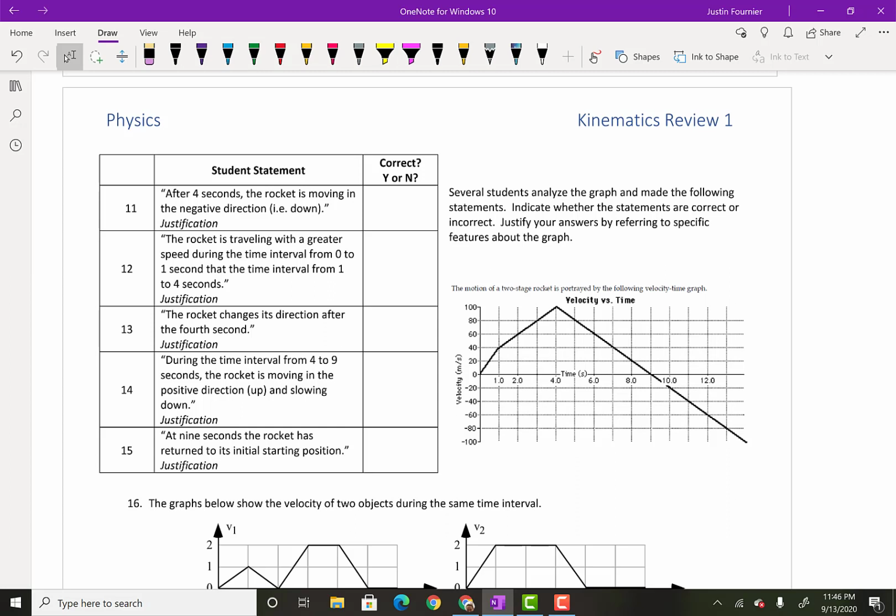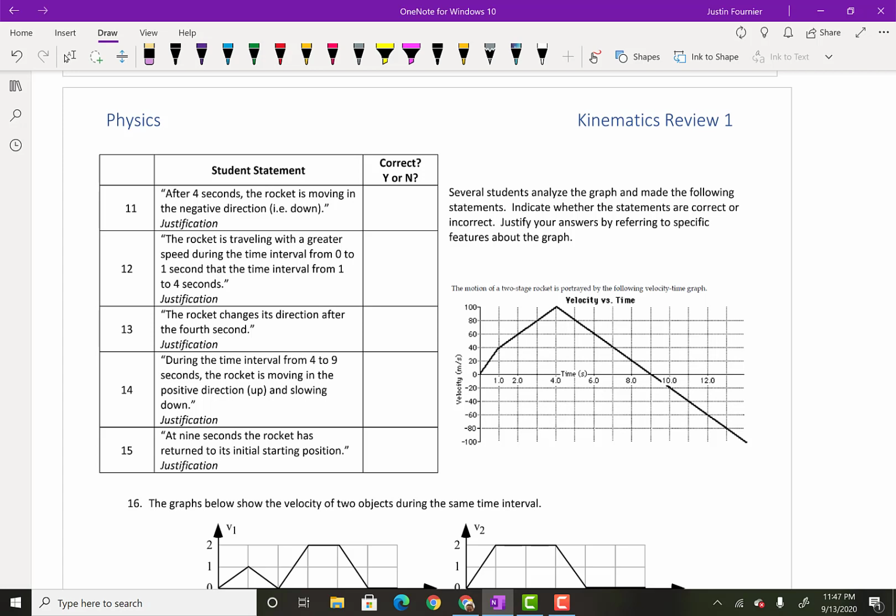Almost done. Okay, so here we got several students analyze a graph made from the following statements. Indicate whether the statements are correct or incorrect. Justify your answers by referring to specific features about the graph. Again, my justifying is going to be how I'm talking to you.